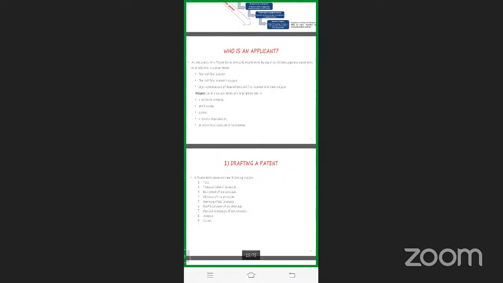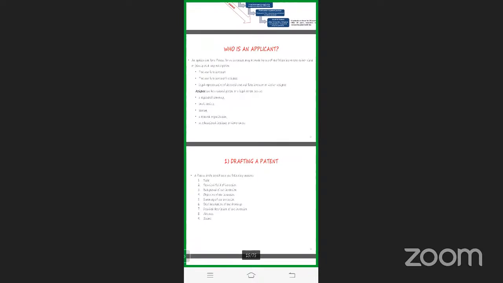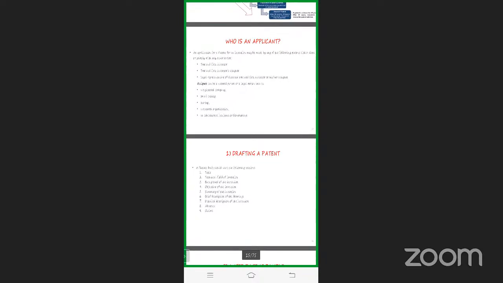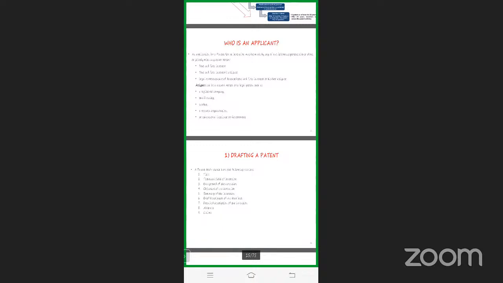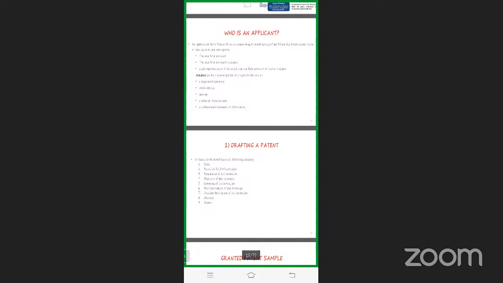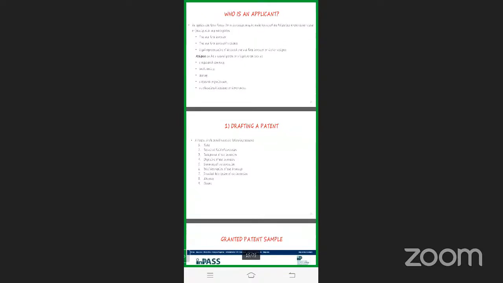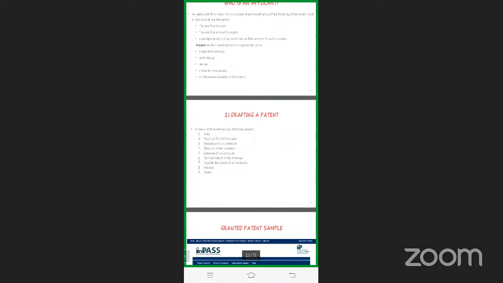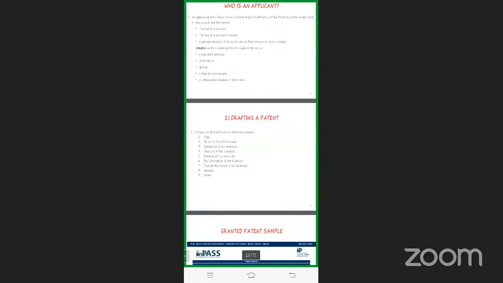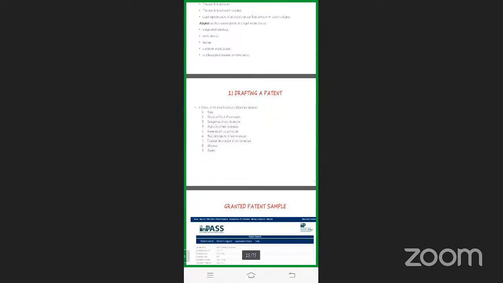The next thing is, who is an applicant? A person who can apply for a patent. He can be a true and first inventor, or a true and first inventor's assignee, or a legal representative of a deceased true and first inventor or his or her assignee. This assignee can be a natural person or a legal person. It can be a registered company, a small entity, a startup, a research organization, an educational institute, or the government. These are the persons who can be an applicant of a patent.